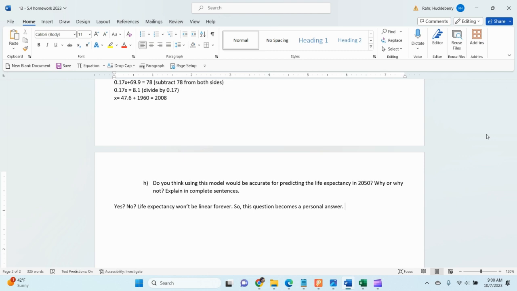But the thing is, linear equations eventually head off to infinity. It's going to outpace the life expectancy for the average human. So it will not forever be valid. So there's a point at which really the linear model is not the best model for life expectancy.